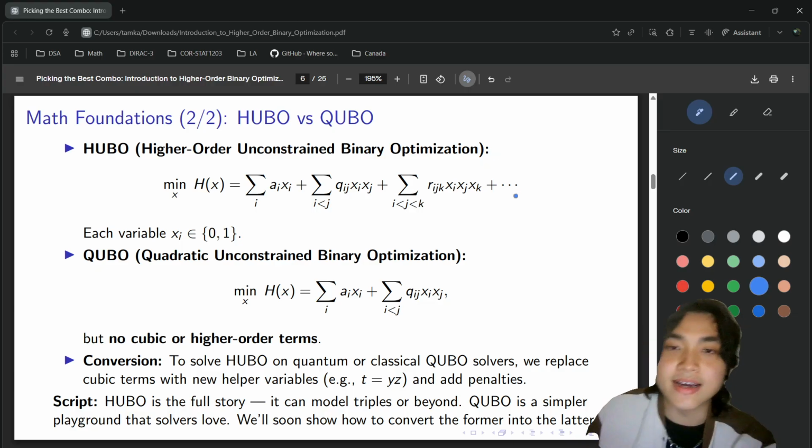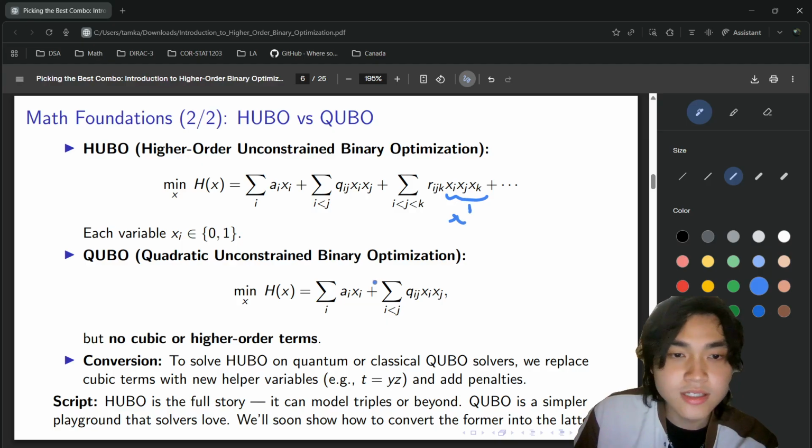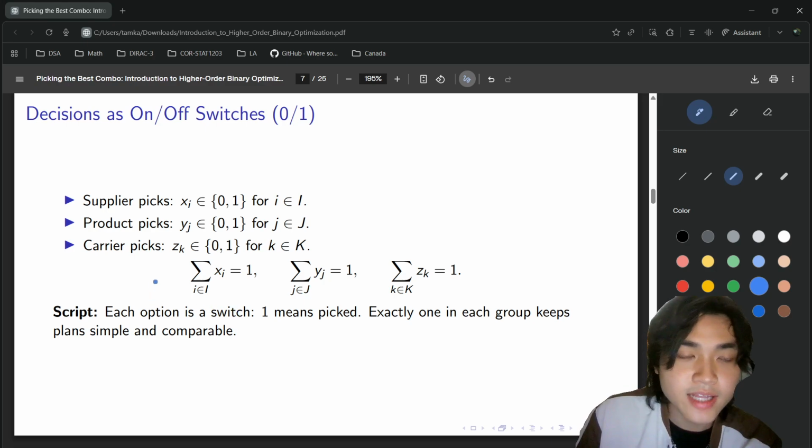Okay, so now QUBO and CUBO. So this is the exact math behind it. As you can see here, there's x to the power 3. And yeah, I think that's what I really shared.